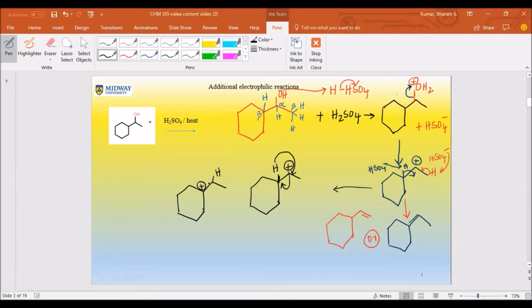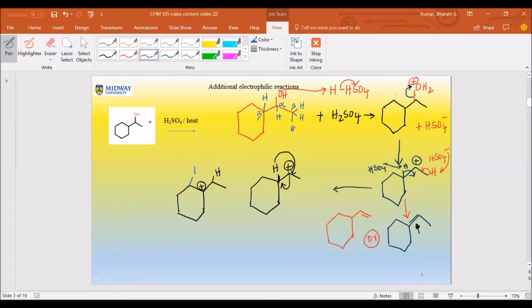Okay, now you have two options. You could remove this hydrogen, which would be the same as this product. Okay, so we're not going to do that. So now we have two options. We can remove, I'm going to draw this in again a different color.